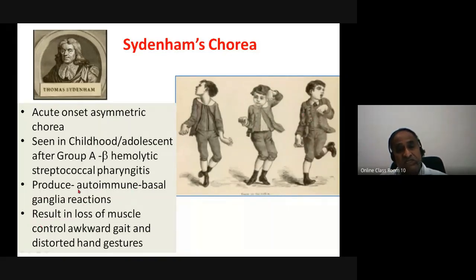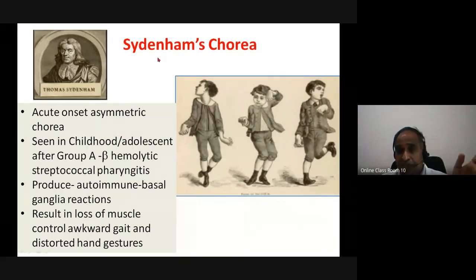One part, so this will produce a loss of muscle control and awkward gait and distorted hand gestures. So with the treatment of these streptococcal infections and other autoimmune conditions, the children may recover from this Sydenham's chorea. Sydenham's chorea is in the early age. Huntington's chorea is in the late stage. Sydenham's chorea is a self-limiting disorder. That means after 6 months to 8 months, he will become normal with a treatment.